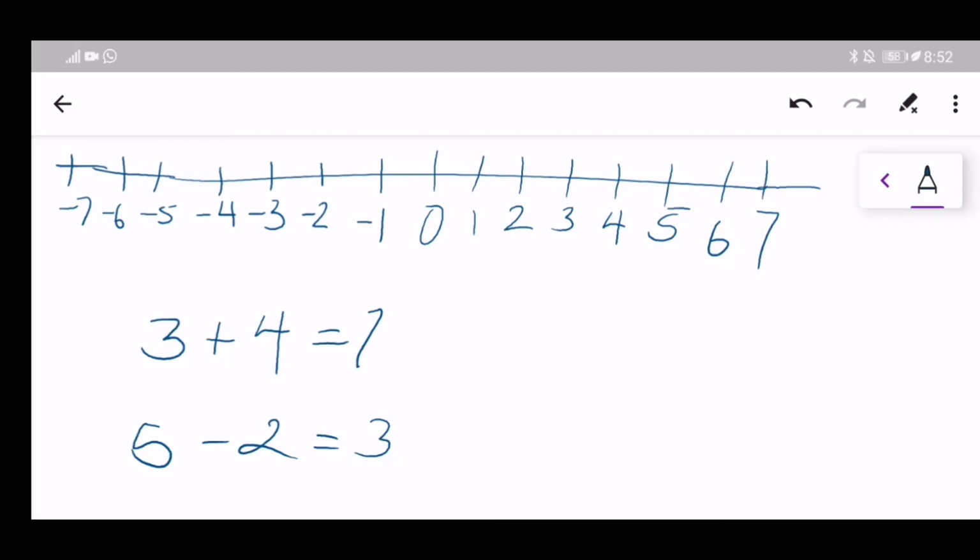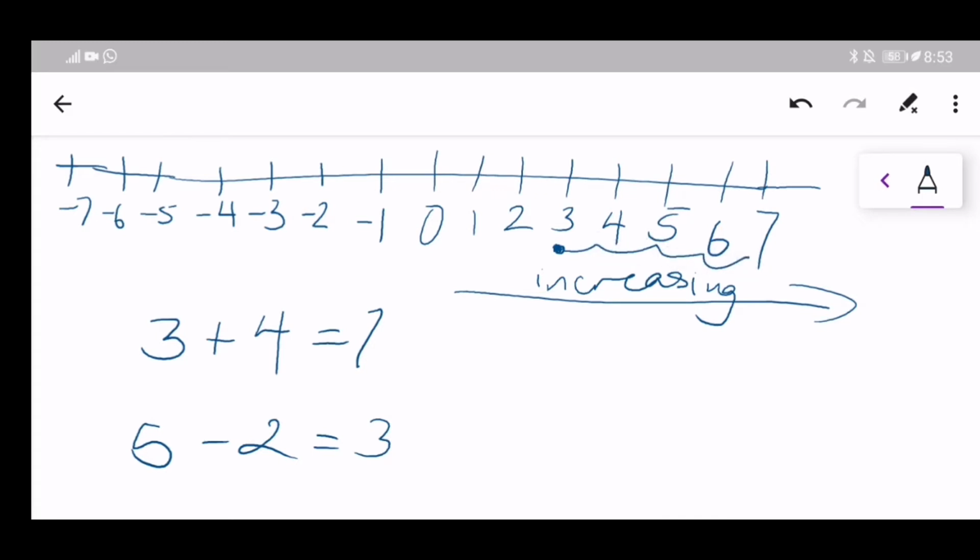Let's look at the first one. We have 3 plus 4. So we're starting at the number 3. We're adding 4, so we're going in this direction. Because you're going in this direction, you are increasing. So if we're starting from 3 and we're going in this direction, we're going 4 times. 1, 2, 3, 4. So 3 plus 4 is 7.